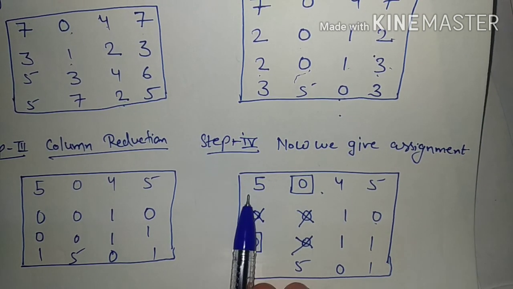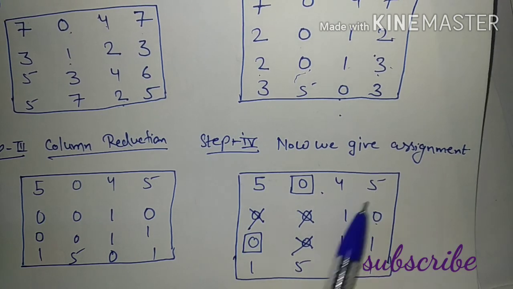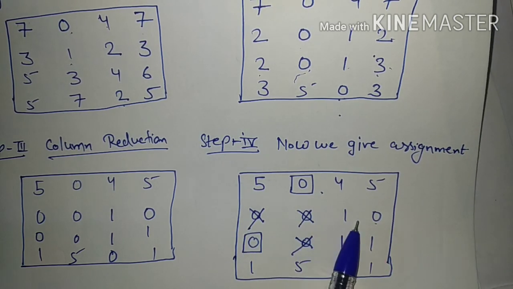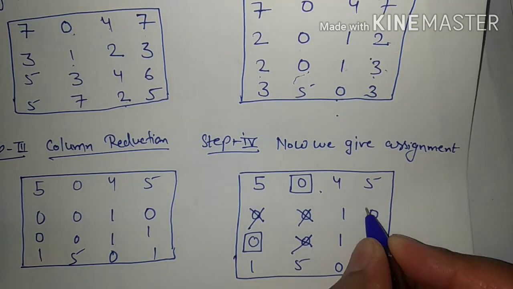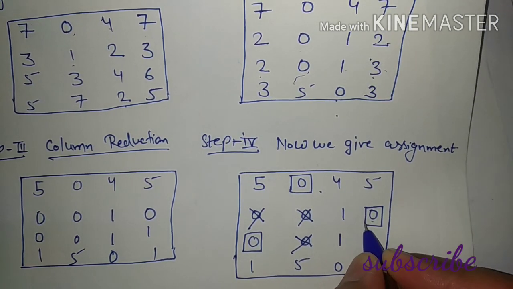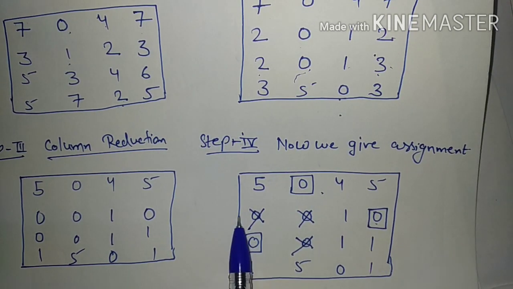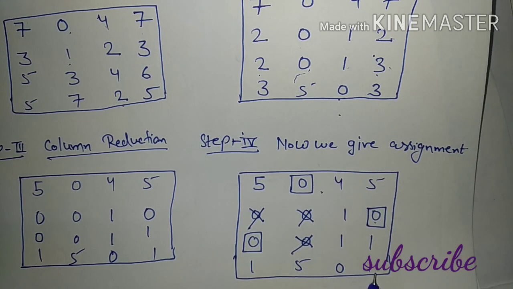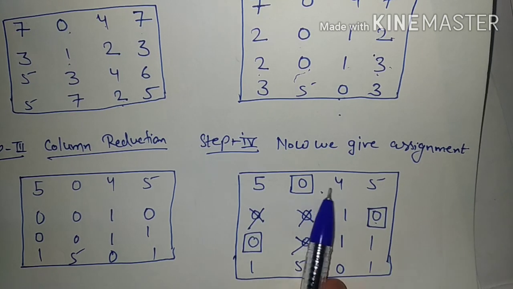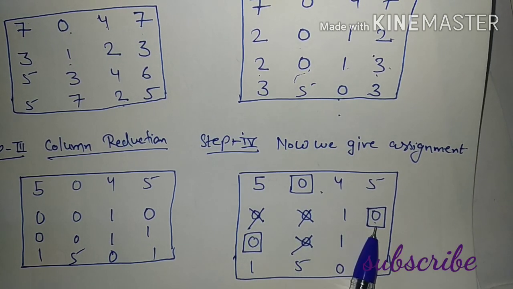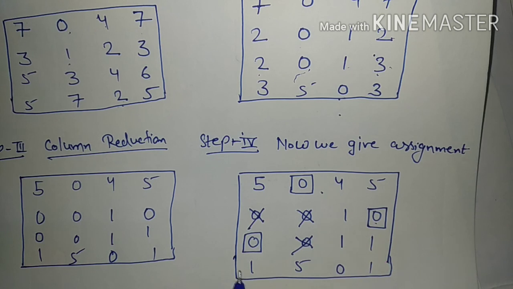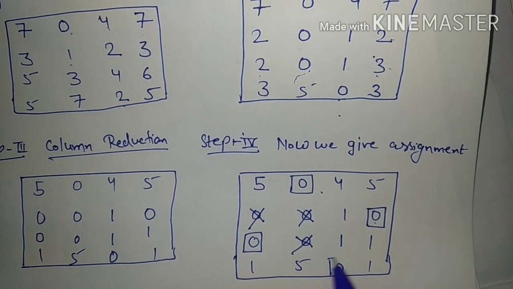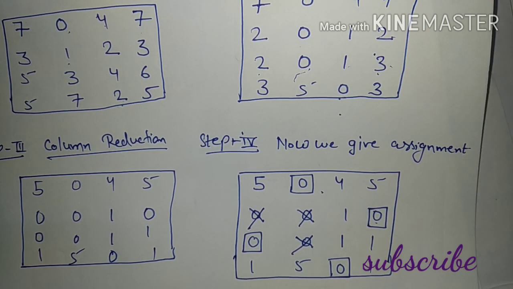Again start with row 1. In row 1 no zero. In row 2 there is only one zero, so make a square around it, and if there is any zero in that row and in that column, then cross it over. Again start with row 1, there is no zero. Row 2 there is no zero. Row 3 there is no zero. Row 4 there is only one zero.